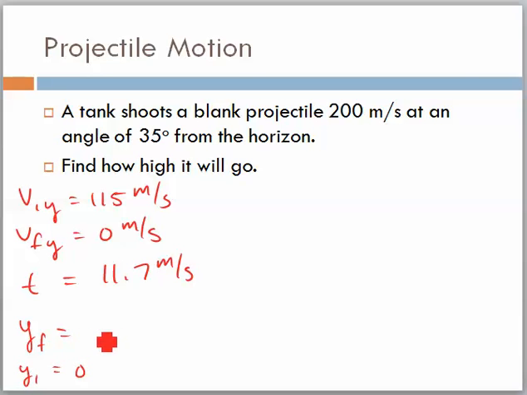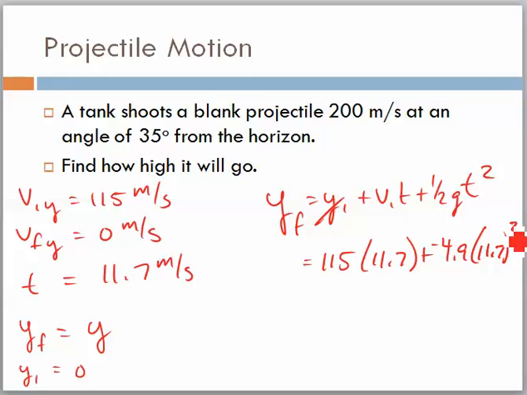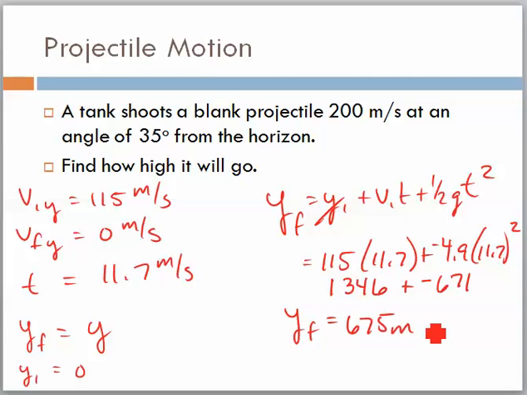So in this case, I'm going to simply use my YF equation: YF equals YI plus VIT plus 1/2 GT squared. YI is 0, so that goes away. VI is 115, T is 11.7, and then I'm going to get negative 4.9 times 11.7 squared. What I get here then is the final height is 675 meters. That is how high it's going to end up being.